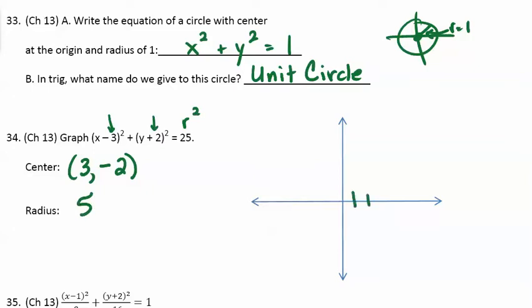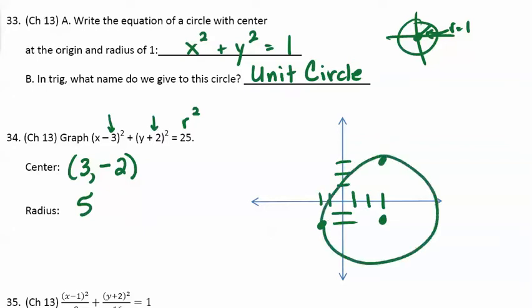And if we're asked to graph this, find the center, and then count off the radius in a couple different directions. There's 5 units in that direction, there's 5 units in that direction, so you don't have to worry about having your circle be perfect. Our radius is 5 and our center is at (3, -2). That would be enough to label on your graph.